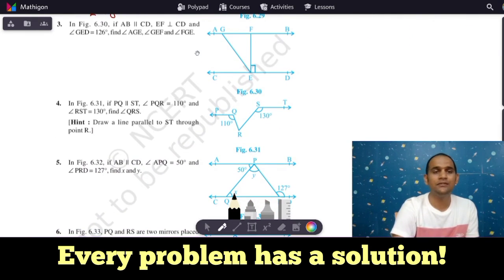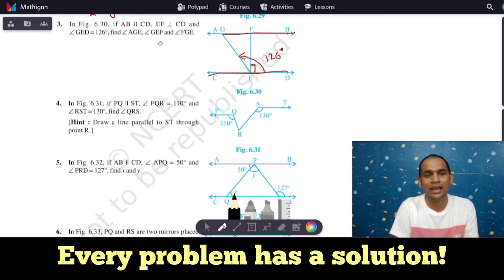Question number 3. In figure 6.30, it says that AB is parallel to CD. EF is perpendicular to CD. That means it is making 90 degrees. And angle GED, this particular angle, is 126 degrees. Then we need to find angle AGE.